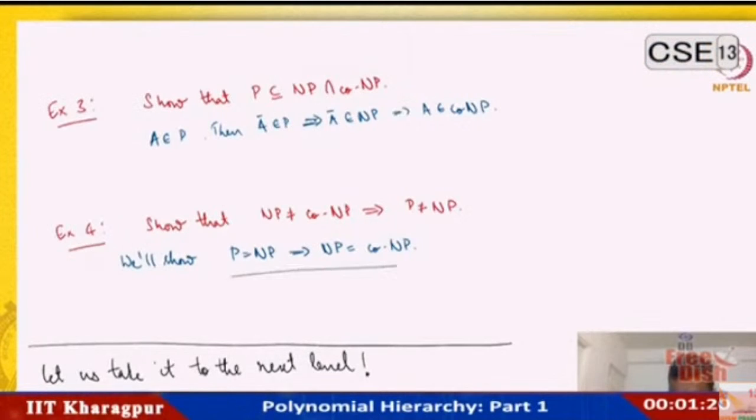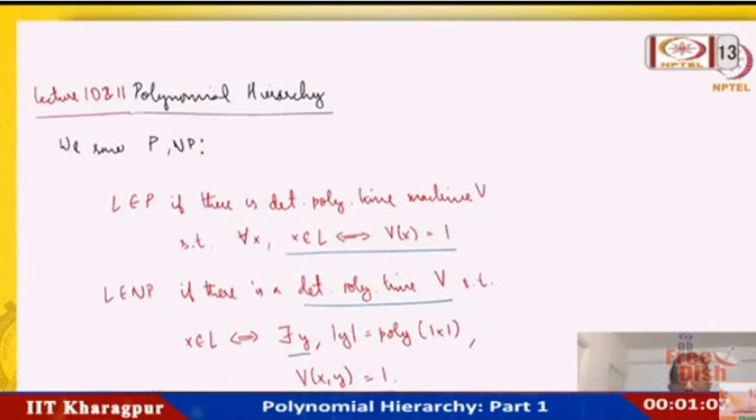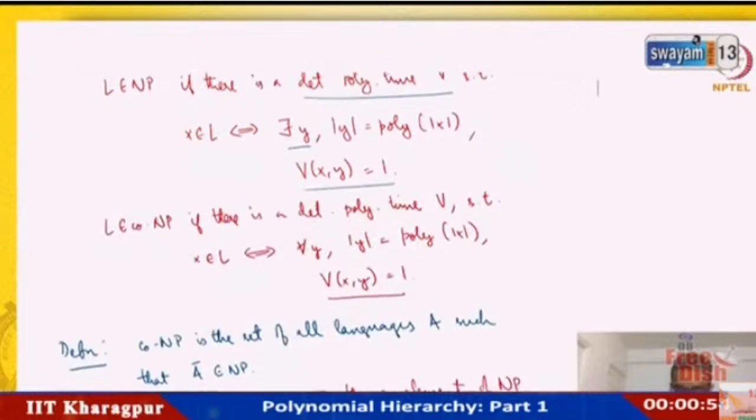So this implication is true, which means the contrapositive should also be true, which is what is given in the statement. We defined CoNP, which, once again, is not the complement of the class NP itself. It is a class of all languages whose complements are in NP.